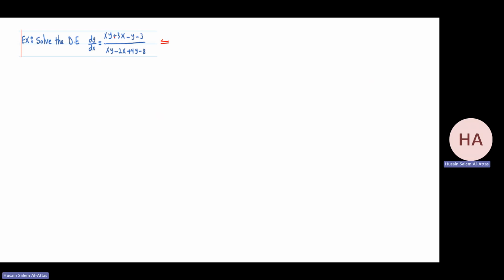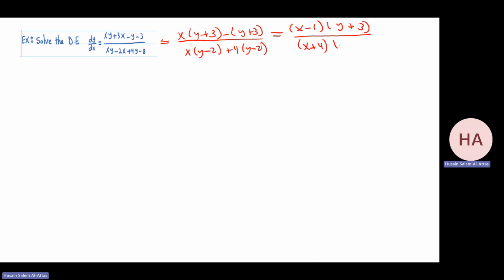This one, you can check that I can take y plus 3 minus y plus 3 over the same thing here. What you are getting: x minus 1, y plus 3 over x plus 4, y minus 2. So I have y minus 2 over y plus 3 dy equal x minus 1 over x plus 4 dx. Now it's very clear it's separable.